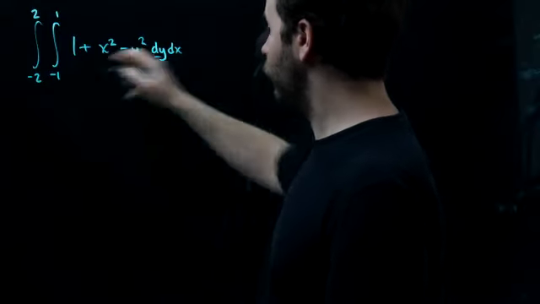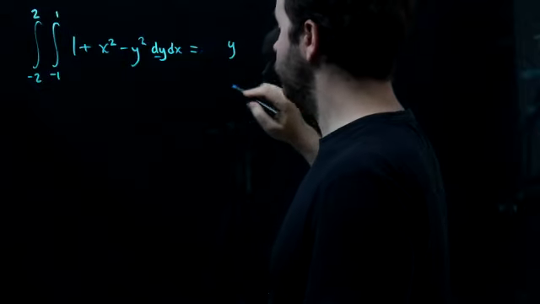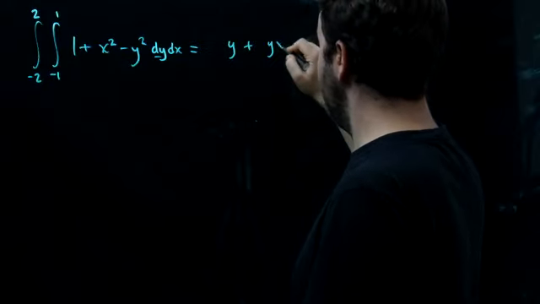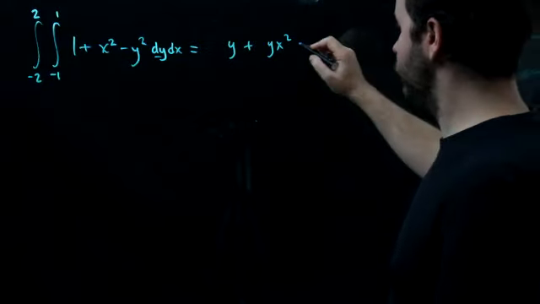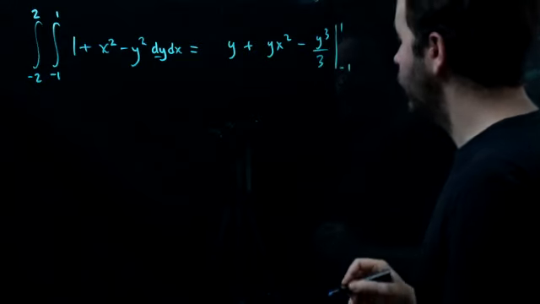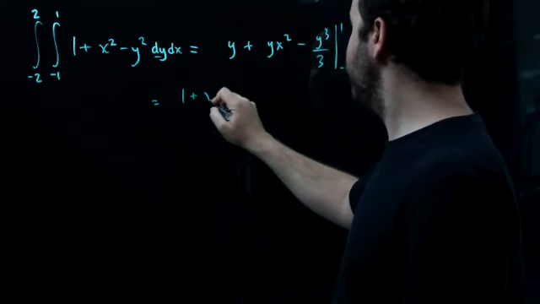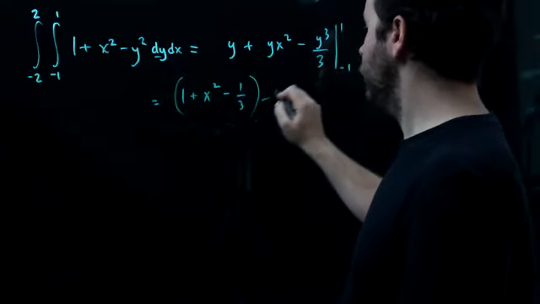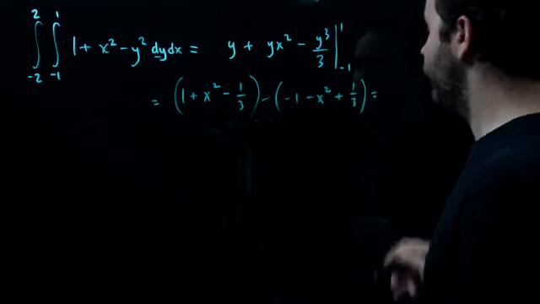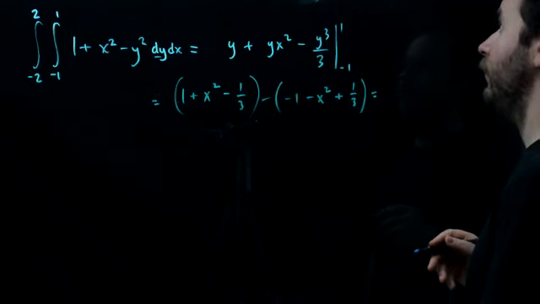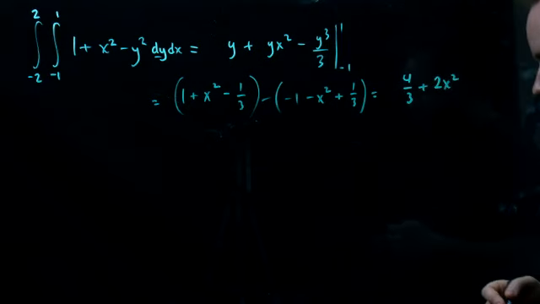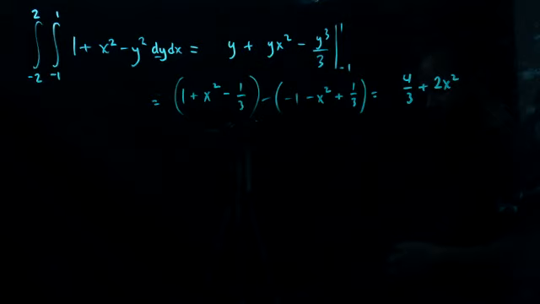What's the integral of 1? y. What's the integral of x squared with respect to y? y x squared. What's the integral of -y squared with respect to y? Minus y cubed over 3. Very good. We're going to plug in 1, plug in -1, and find the difference. This gives me 1 plus x squared minus 1/3 minus what I get when I plug in -1, which is -1 minus x squared plus 1/3, which ends up being 2 minus 2/3 is 4/3 plus 2x squared. Is that good so far? 4/3 plus 2x squared, that's what I got.